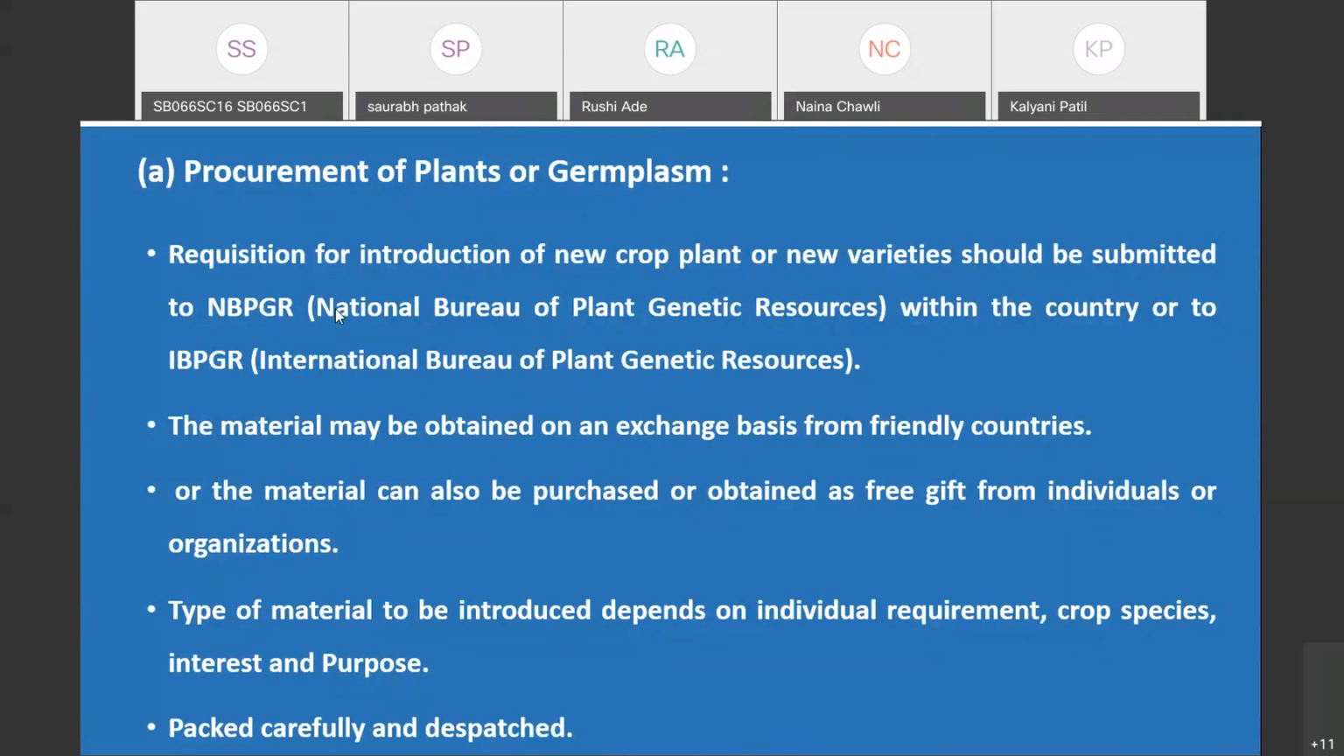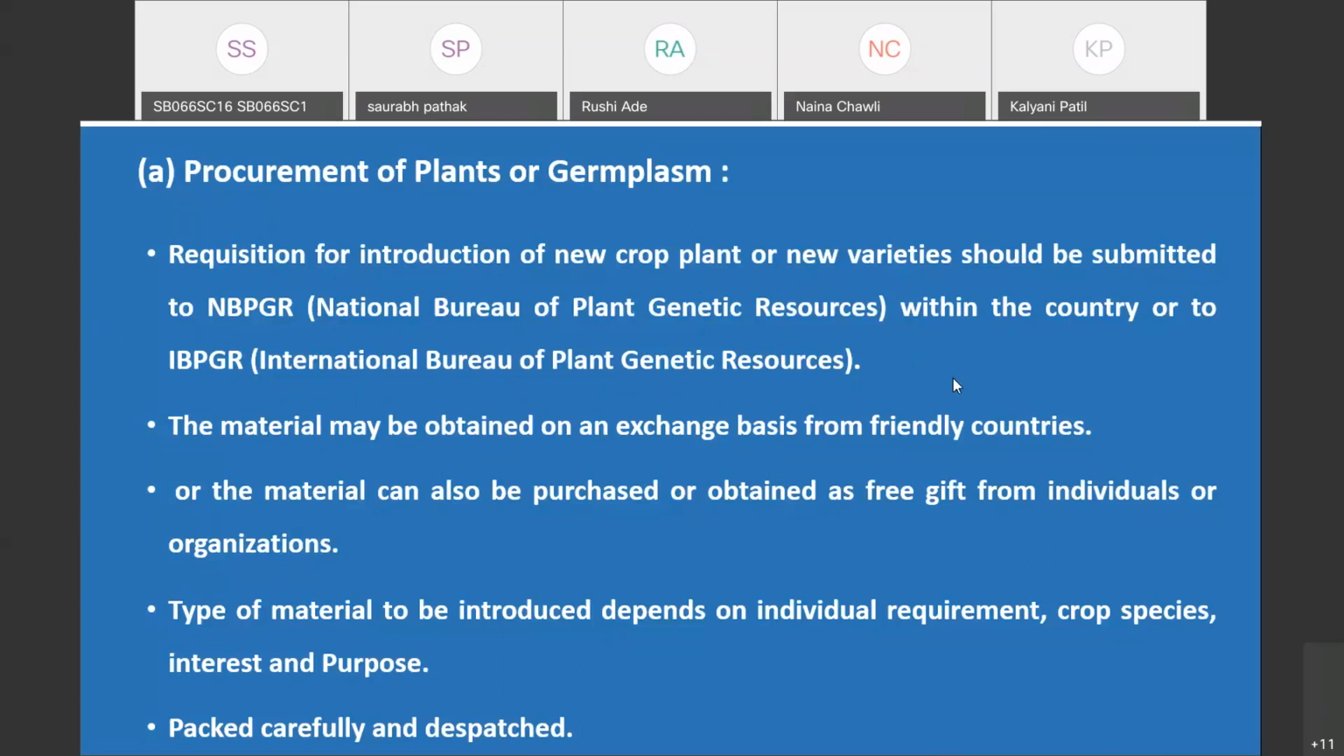Okay, that is the best method to obtain the plant material. But sometimes it is not possible to contact the person abroad. Then in that case you can make a direct request to the NBPGR, and the NBPGR will make that plant material available to you. NBPGR will contact the International Bureau of Plant Genetic Resources and will help you to obtain the plant material from the other country.